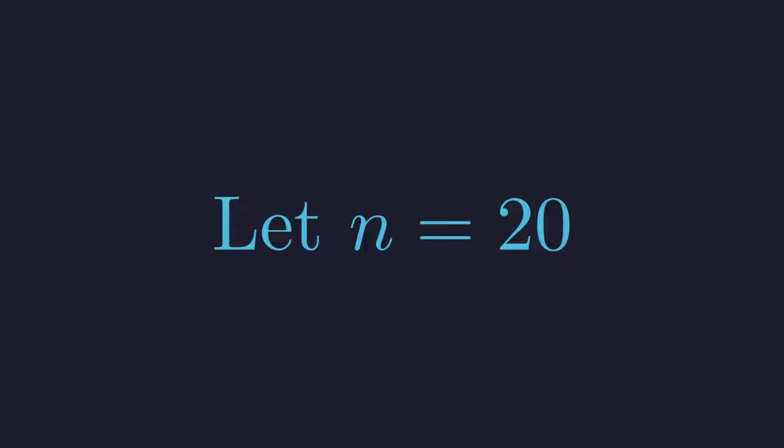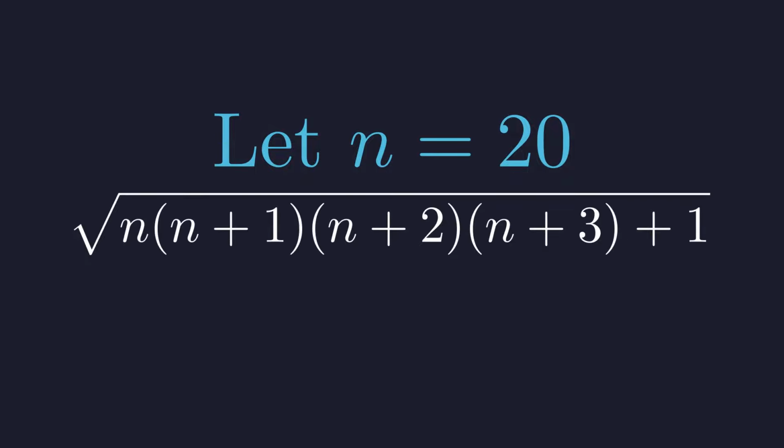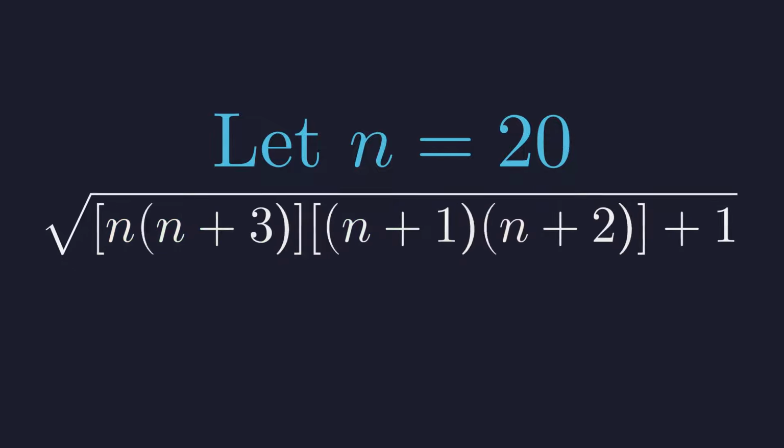Let's define a variable n as the first number in the sequence, which is 20. Now we can rewrite the entire expression in terms of n. The key insight is to rearrange the terms. We'll group the outer terms and the inner terms together to create a common structure. Let's multiply the red terms and the green terms separately.